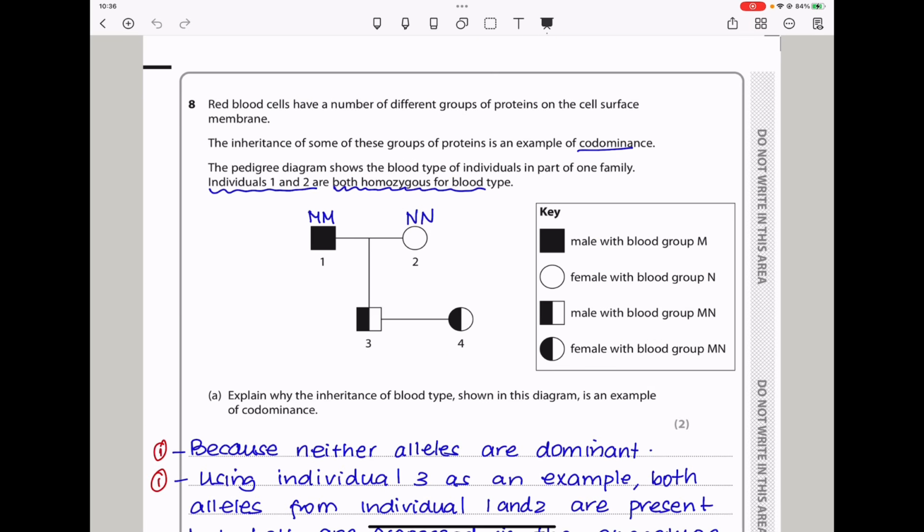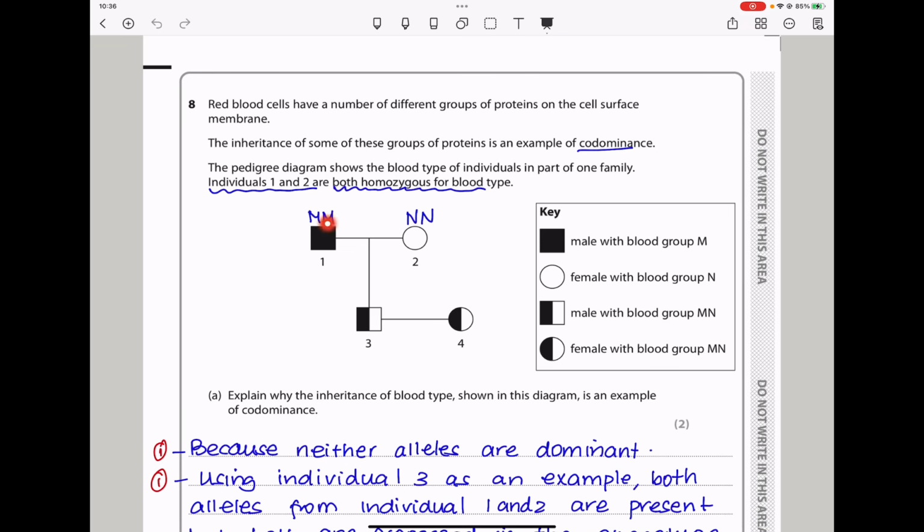Question 8. Red blood cells have a number of different groups of proteins on the cell surface membrane. The inheritance of some of these groups of proteins is an example of codominance. The pedigree diagram shows the blood type of individuals in part of one family. Individual 1 and individual 2 are both homozygous for blood type. So we have the key. They've told us here they're both homozygous.